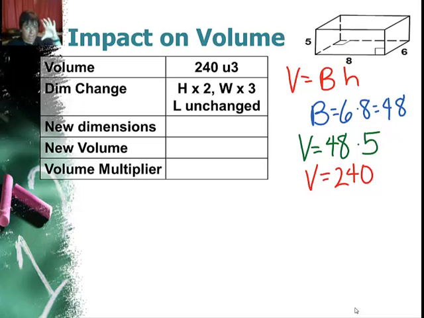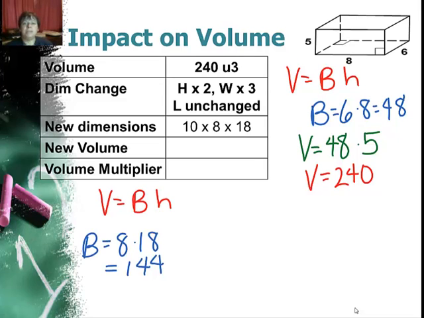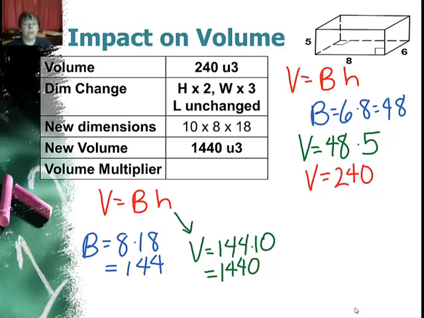I'm doubling the height, and in this case, I'm going to say the width is 6. And the length, which is 8, I set the longest side as the length. That's typical. I'm going to leave that one alone. So my new dimensions are 10 by 8 by 18. All right. So my new volume, it's still base times height, but now my base is 8 times 18, or 144. Then volume will be 144 times 10, or 1440. Well, if I take 1440 and divide it by 240, I get 6.